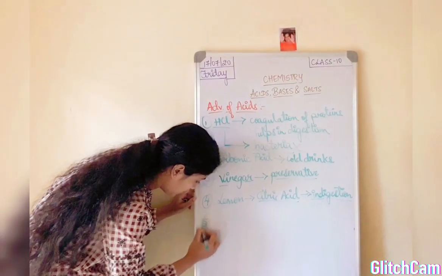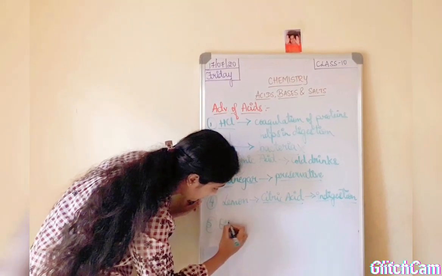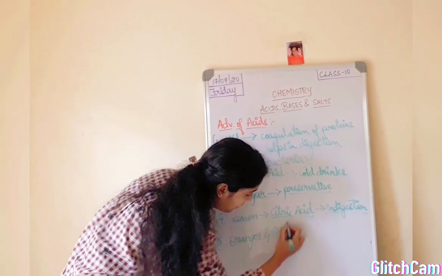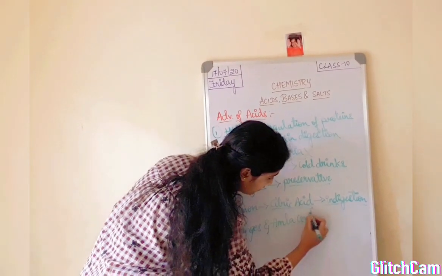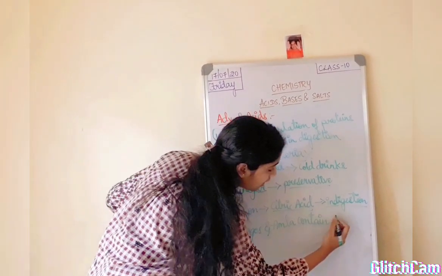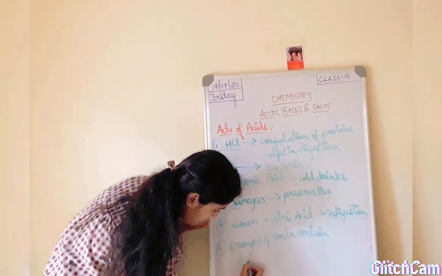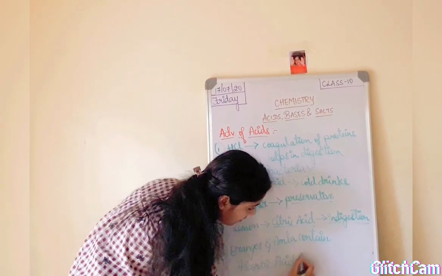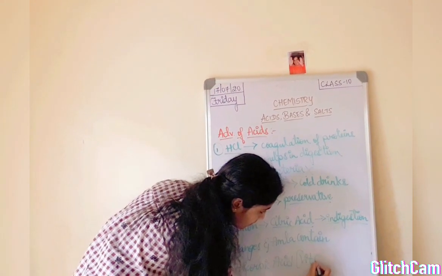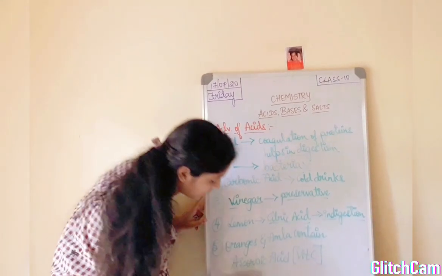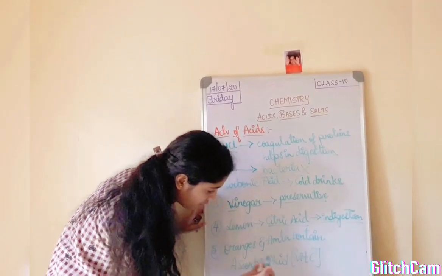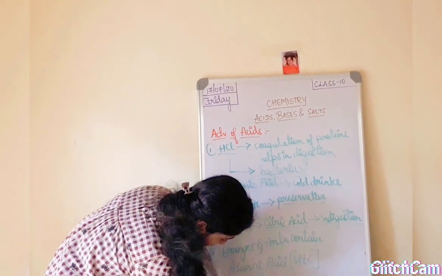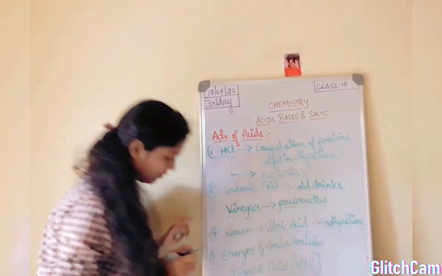And the last one, oranges and amla. Oranges and amla contain ascorbic acid. Ascorbic acid is nothing but vitamin C. Because of the presence of ascorbic acid, this leads to the prevention of a disease called scurvy.